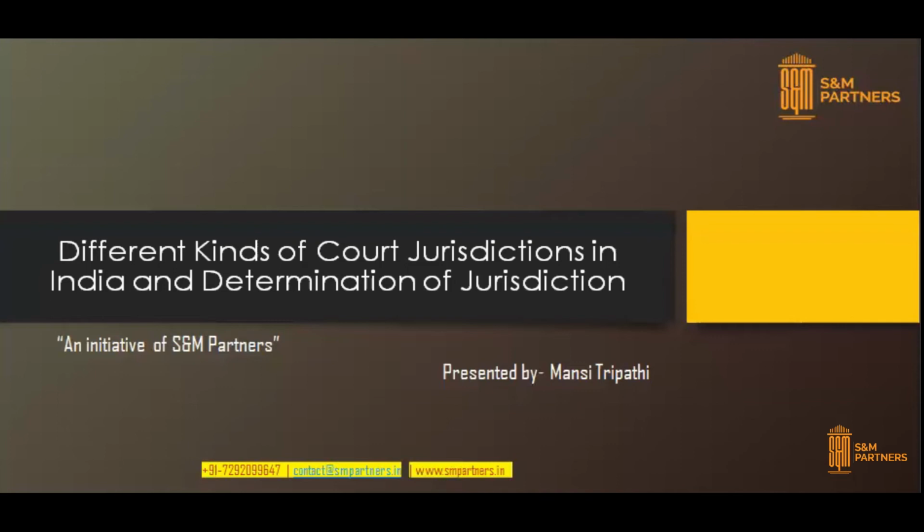Some other types of jurisdiction of courts in India. So let's have a brief of all these types of courts. Sixth is concurrent jurisdiction. A situation in which more than one court of law has the jurisdiction to try certain matters. Sometimes this type of jurisdiction is also referred to as coordinate jurisdiction.